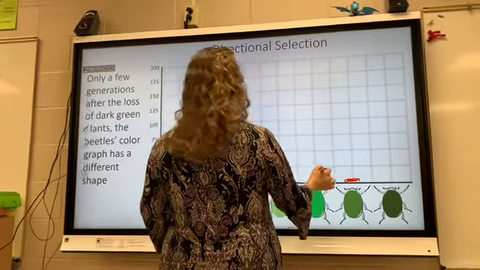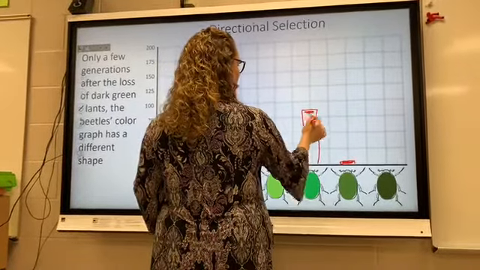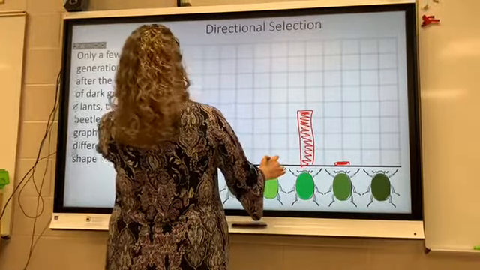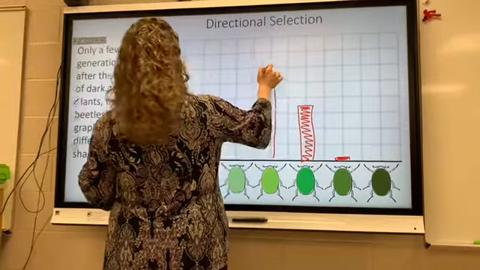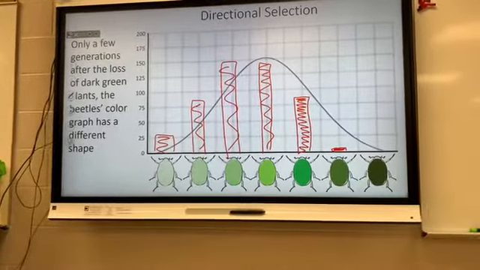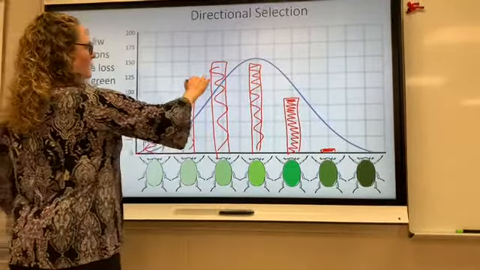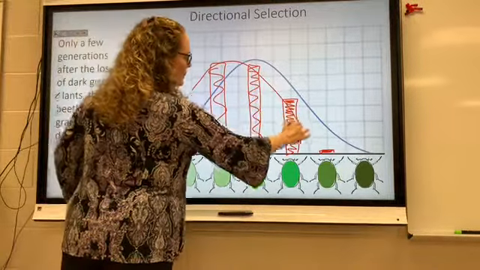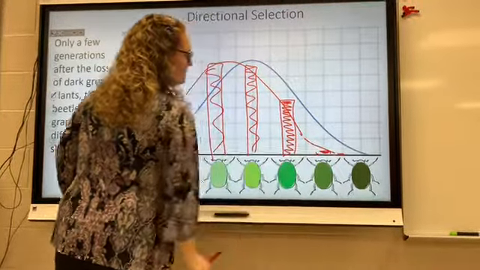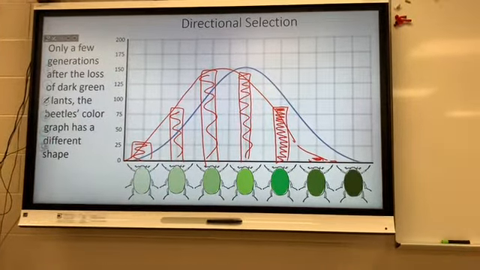These guys, which were 100, are not up to 100 anymore. They kind of were at the disadvantage there. Okay? These numbers probably stayed pretty similar. So we get a shift in that graph. That was where it originally was, but now that graph has shifted over. Okay? That graph has shifted over. That's what we call directional selection.